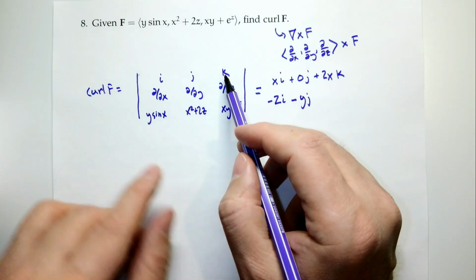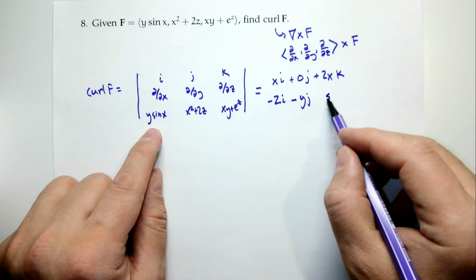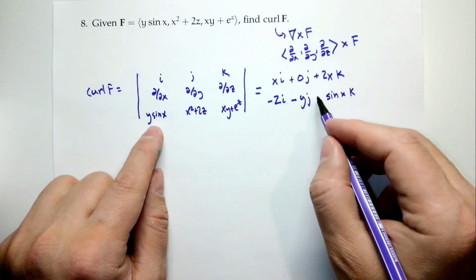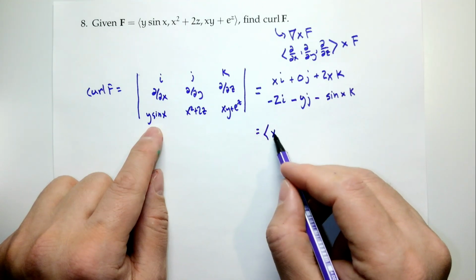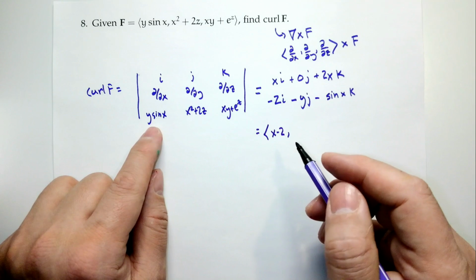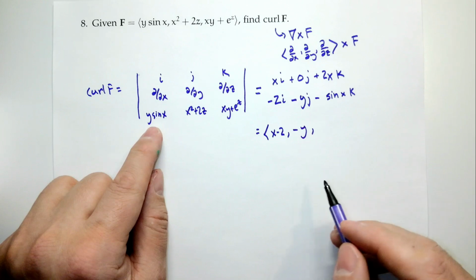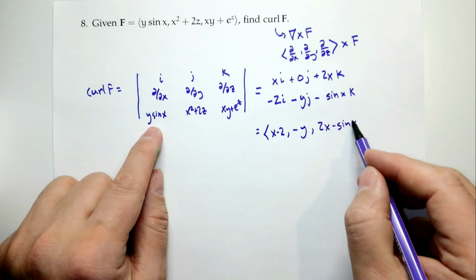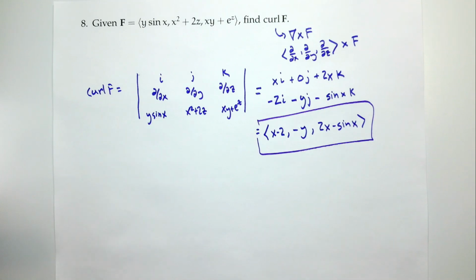Last one, k, derivative with respect to y of y sine x. So that'll be derivative with respect to y of y sine x is sine of x. That's in the k direction, and again we subtract. So we get x minus 2 in the first entry, that's the one corresponding to the I. 0 minus y, or negative y, in the second entry, which corresponds to the j. And in the last one, 2x minus sine x in the k. And that's the curl. So the input is a function, the output is a function.